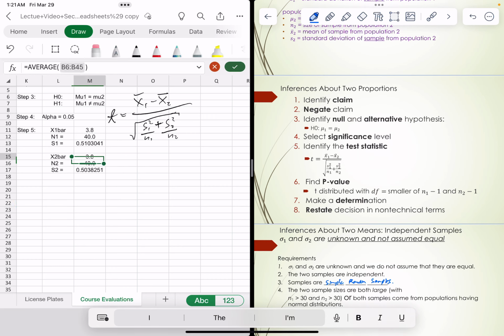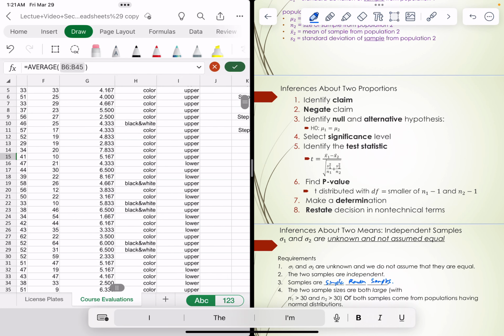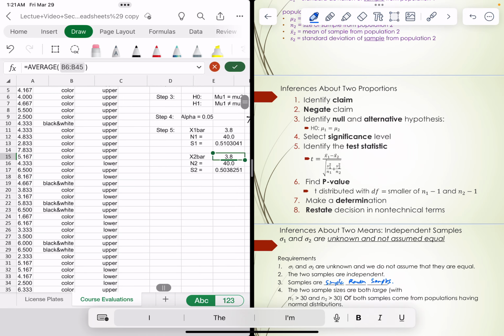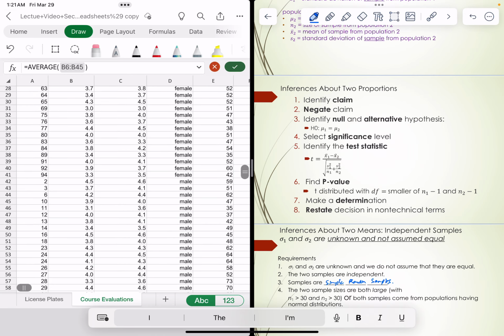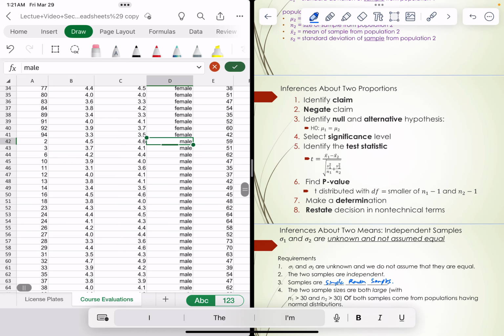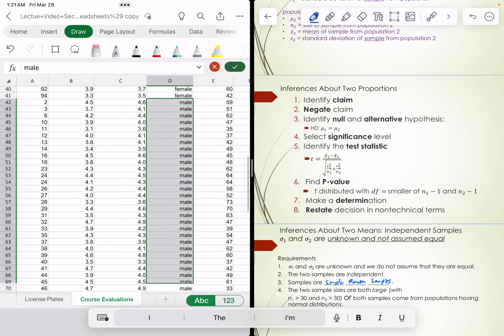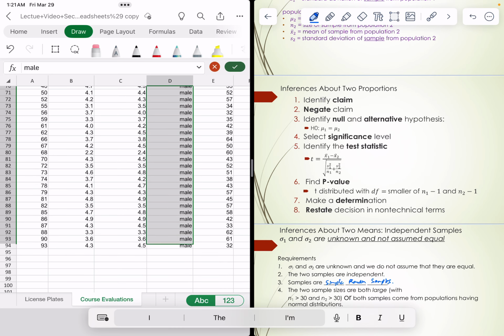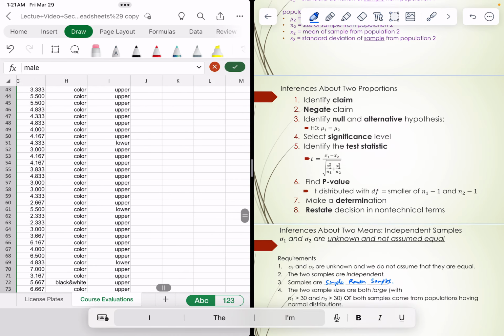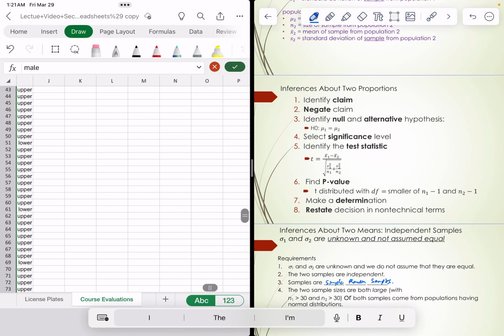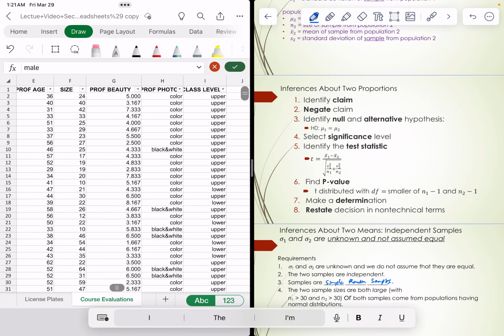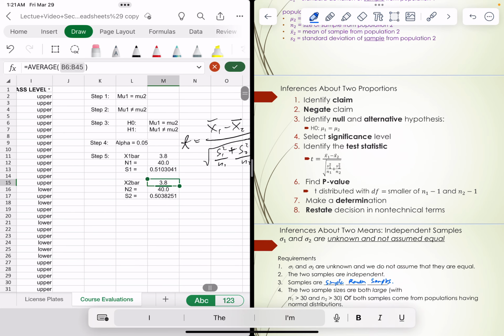Okay, now all right, that looks good. Okay. All right, now let's talk about the male professors here. So that is going to be from 42 all the way to 94. All right? 42 to 94. Okay, where is it? I'm just going to write that in here.